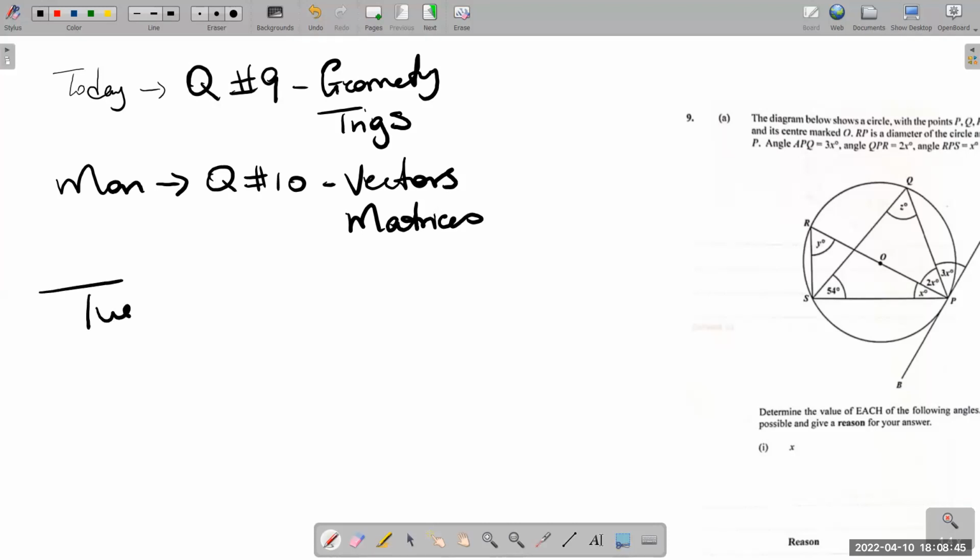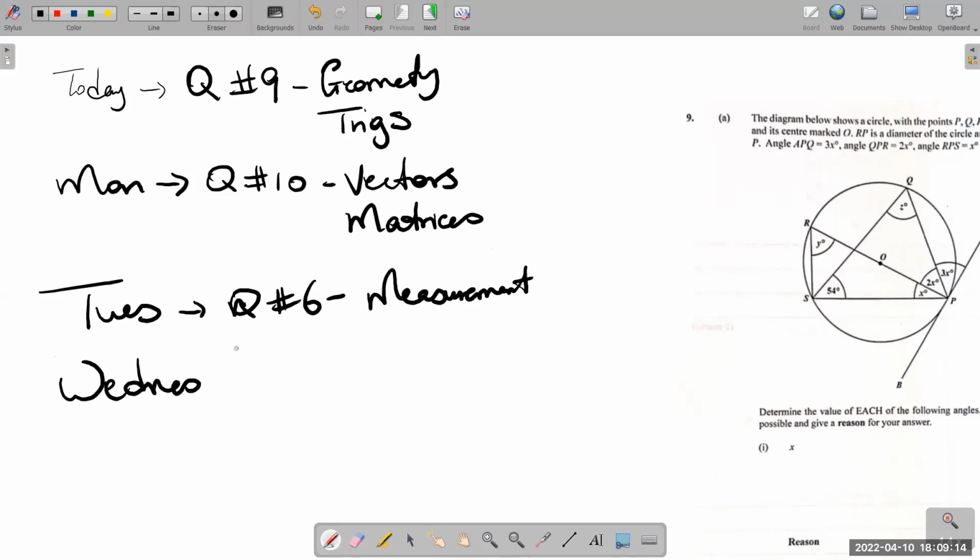Tuesday, measurement. We have not gone through this question yet. That will be question number 6. So it's very important that if you cannot make it to the live class, you ensure that you watch this video. As I mentioned while we were going through it, the questions are all based on real life objects. So the content isn't difficult, but understanding how to read the objects is what creates the challenge.